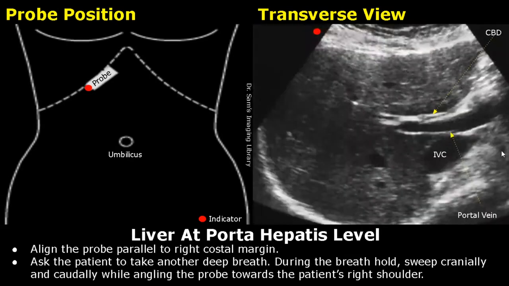Aligning the probe in similar manner, ask the patient to take another deep breath and sweep up and down while angling the probe towards the patient's right shoulder, and you will locate the porta hepatis. This is the liver in transverse view at the level of porta hepatis. Here is the portal vein and the CBD anterior to it. The inferior vena cava is seen in cross section.